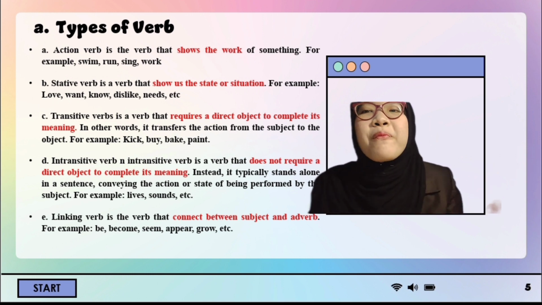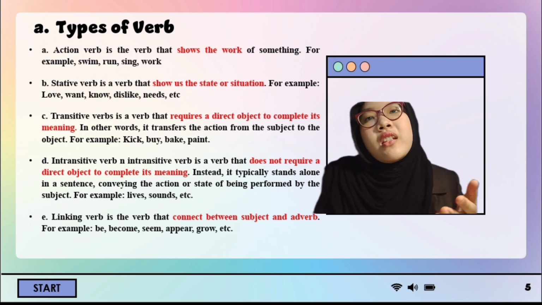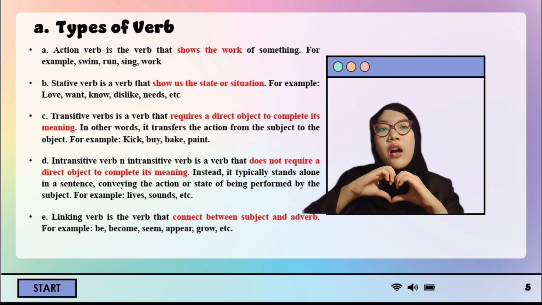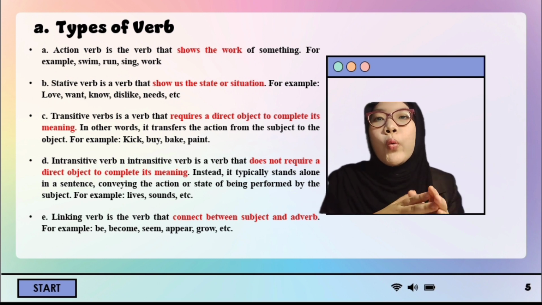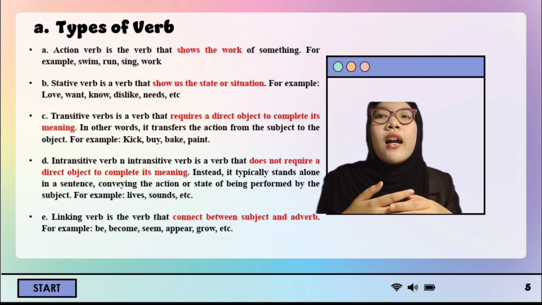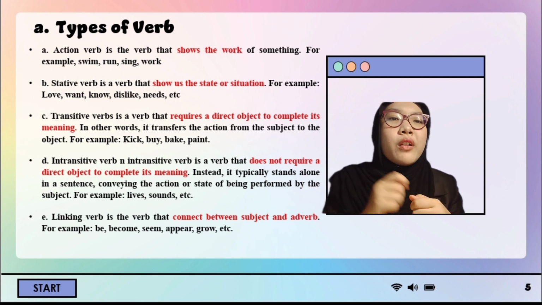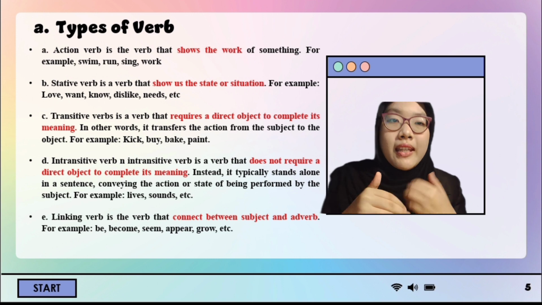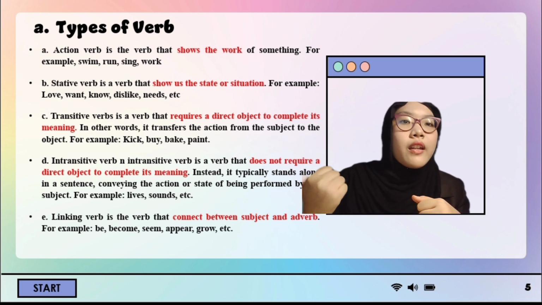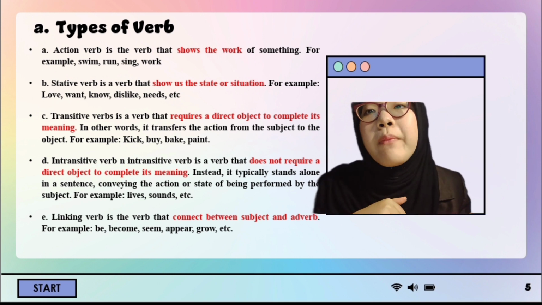Then the static verb is a verb that shows us the state or the situation. For example, love, want, know, dislike, needs, like that. It's actually something like tangible and intangible, the concrete and the abstract one. But it is, as we talked about before, right? About the noun, right? It is almost the same in here, but we talk about verb now.